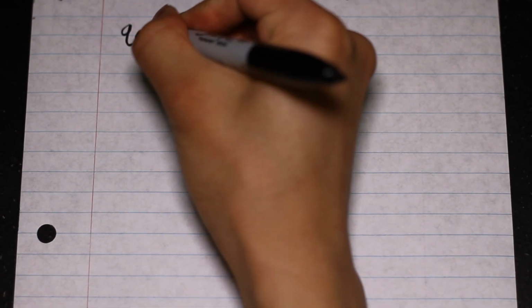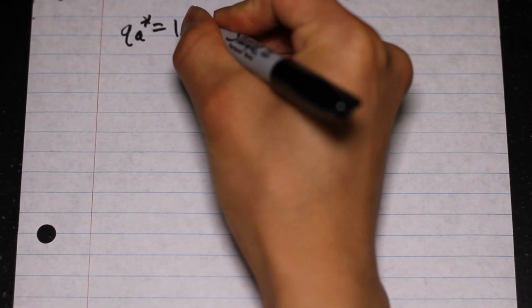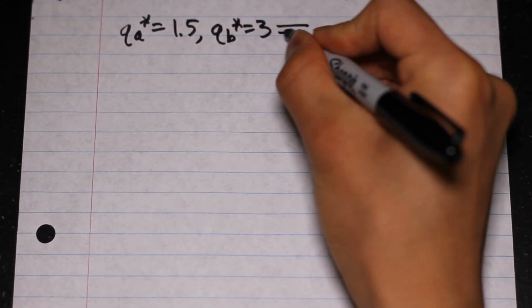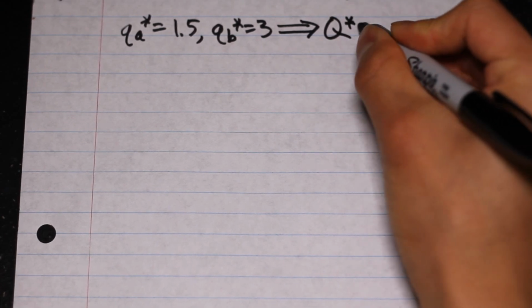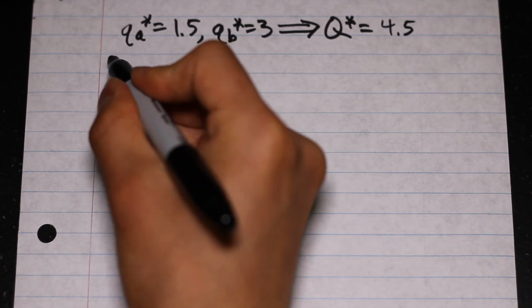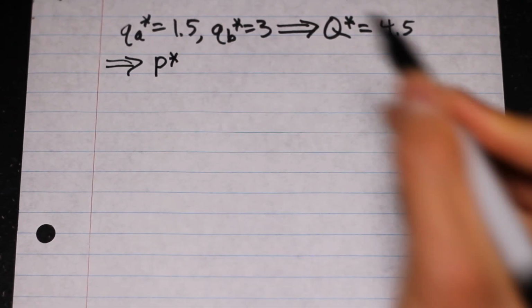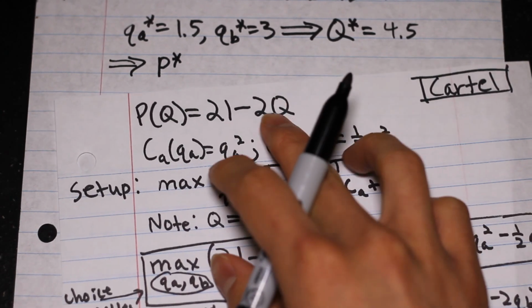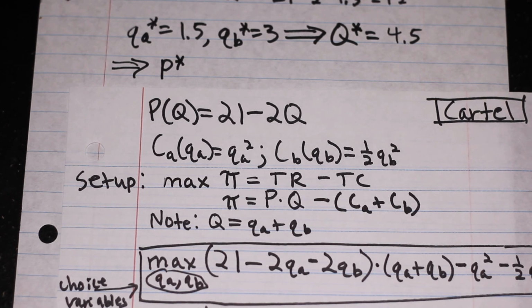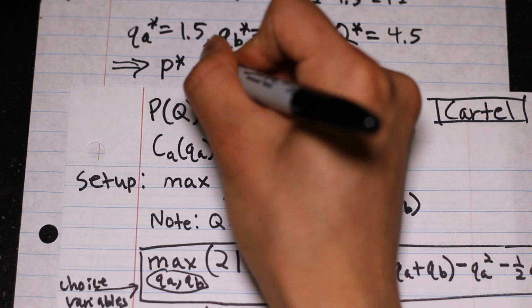Alright, so now that gives us enough information to solve for the other equilibrium outcomes. So far we have QA star is 1.5 and QB star is 3. That immediately tells us that big Q star is QA plus QB, 4.5. Which immediately tells us that equilibrium price, which is given by this equation, 21 minus 2Q, is 21 minus 2 times 4.5. 2 times 4.5 is 9, 21 minus 9 is 12.